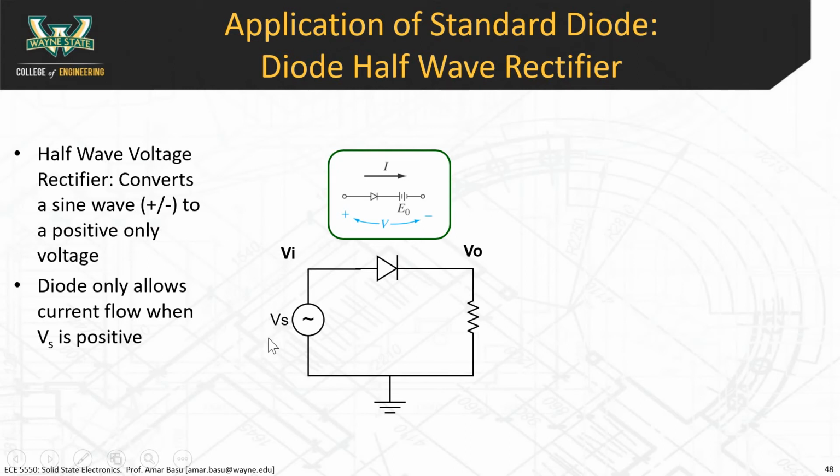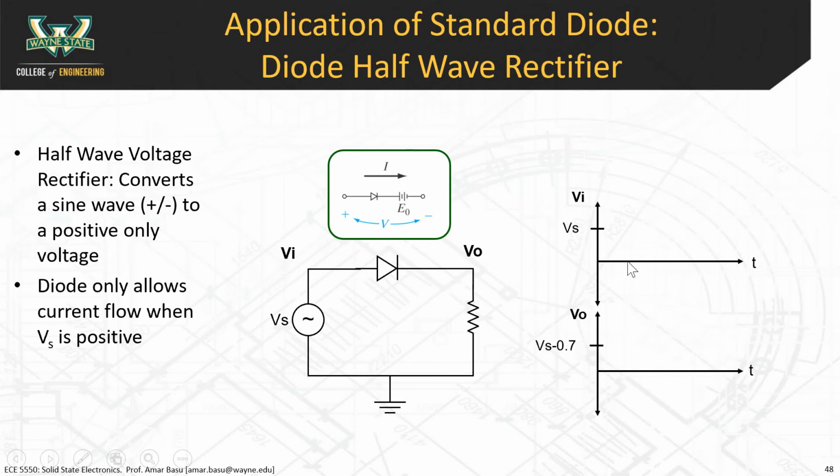When Vs is 0 or negative, there's no current that flows through the diode. There's no current that flows through the resistor. So this output voltage basically goes to 0. All right, this is what it shows schematically. So this is the input voltage.